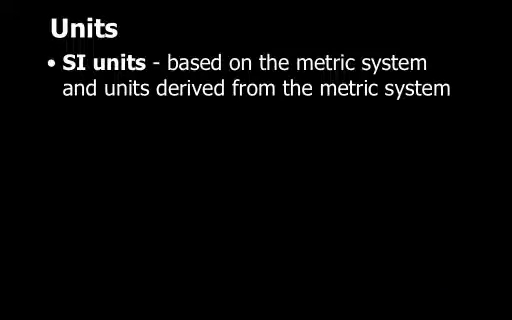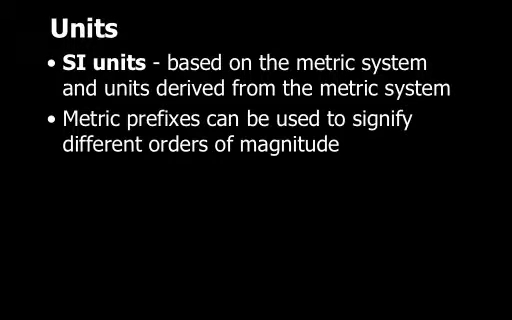The SI units are the units that we use in science. These are based on the metric system and units that are derived from the metric system. The SI units are important because they're the units that scientists have agreed upon to use when they're communicating information. When scientists write scientific articles in scientific journals and share information, they use these SI units so they're communicating with a common language.